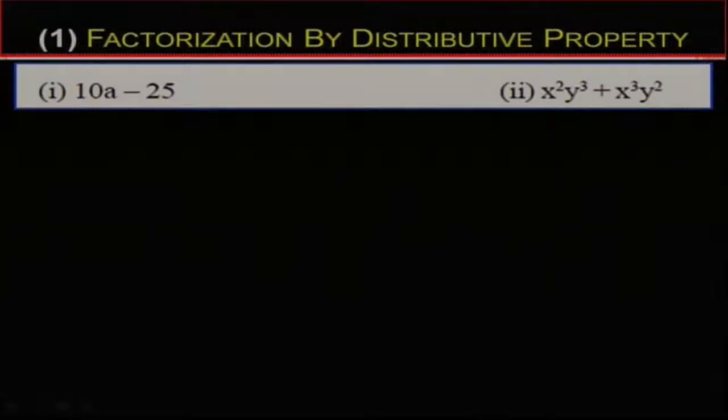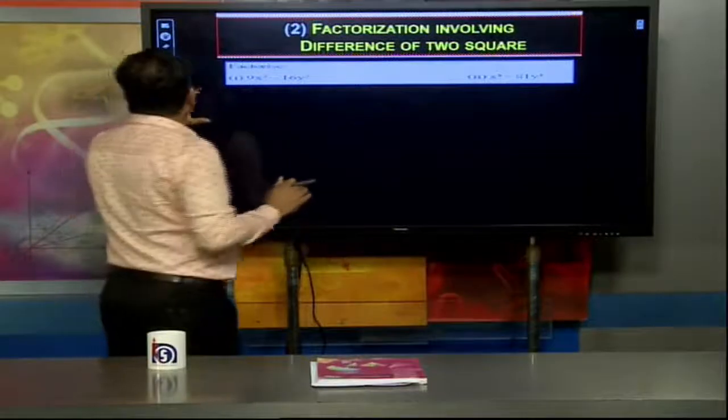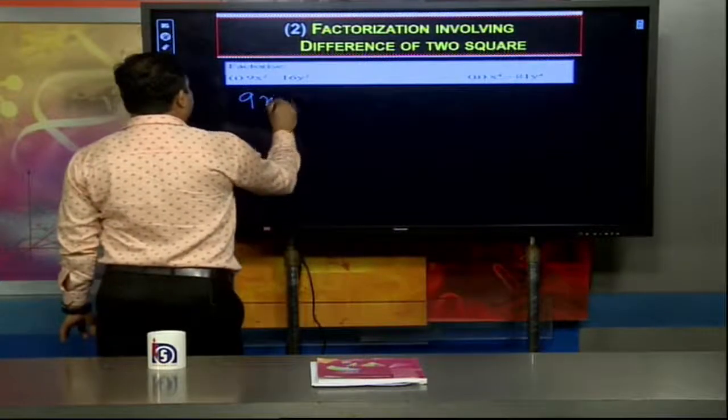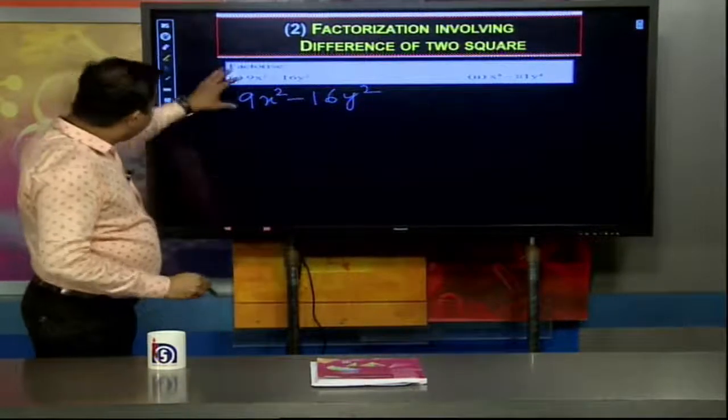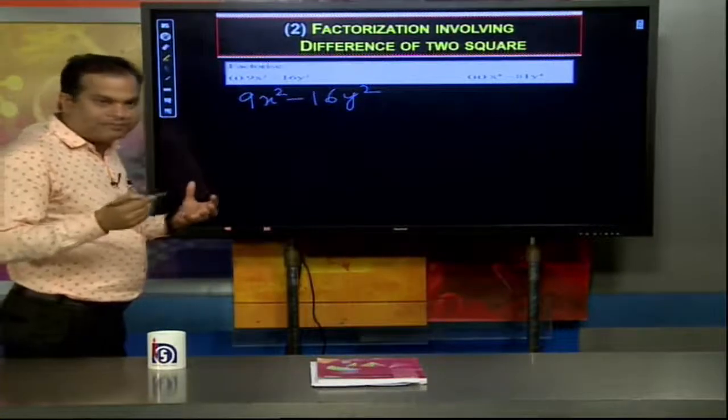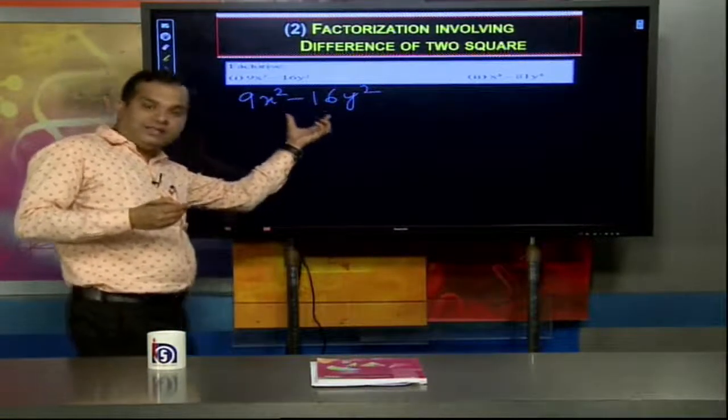Now, we will move to the second technique, that is known as factorization involving difference of two squares. Difference of two squares means the factorization by using the difference of two squares. How is it? Let us see. The question is 9x square minus 16y square, and we are going to find what its factors are.